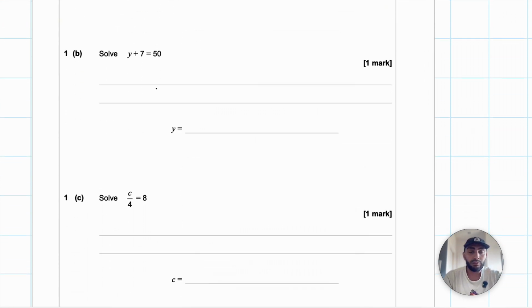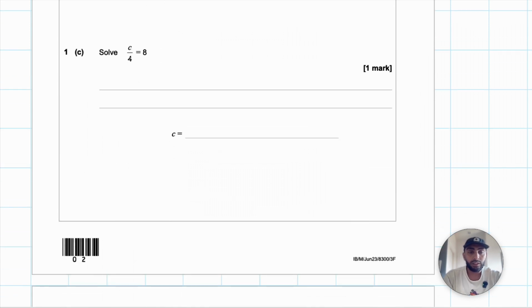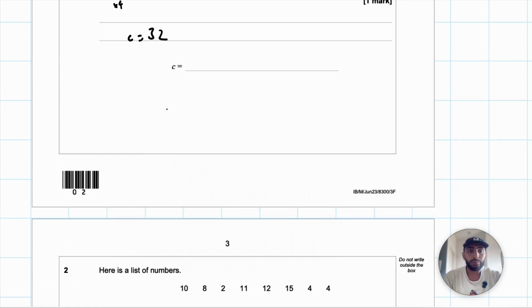Part B, y plus 7 is equal to 50. We're adding 7, so we need to do the opposite of that, taking away 7 from both sides. Y would be equal to 43. Part C, C is being divided by 4, so we need to multiply by 4 on both sides. C would be equal to 8 times 4, 32.